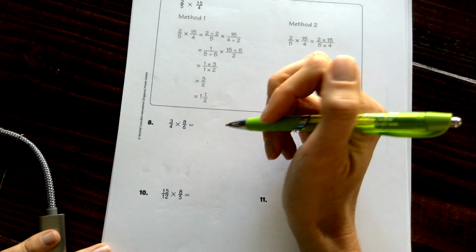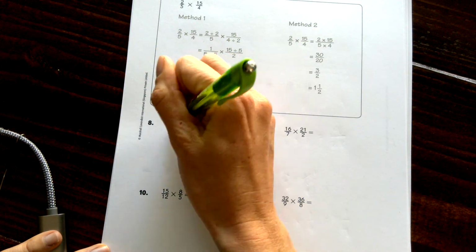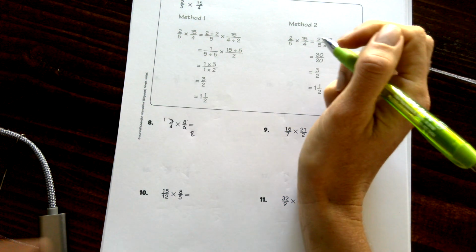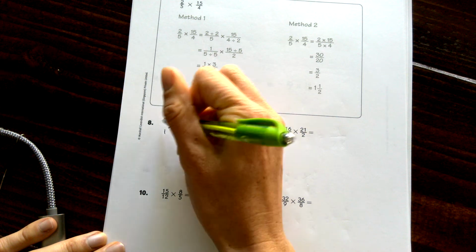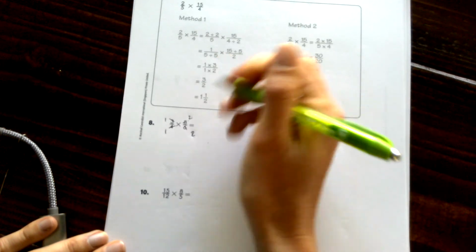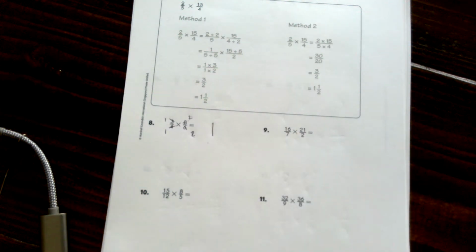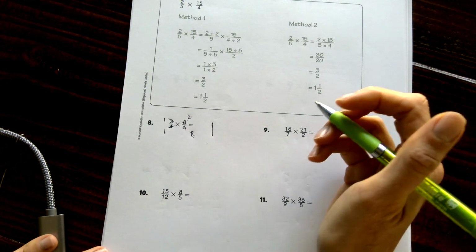3, 6. Oh my gosh, there's so much to simplify. 3/6 is 1/2. 1/2. 4. And don't get carried away and put 1, 1 because it's 1/2. 4/8 is 1/2. 1/2. 1/1 is 1. 2/2 is 1. 1 times 1 is 1. How amazing is that? Awesome.